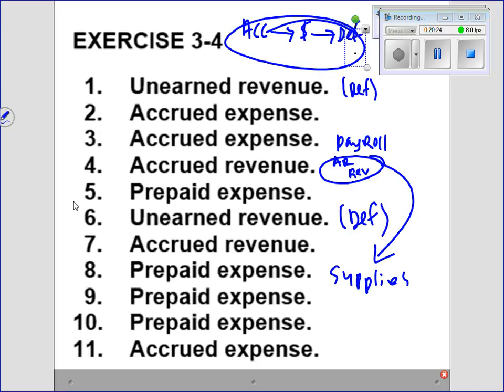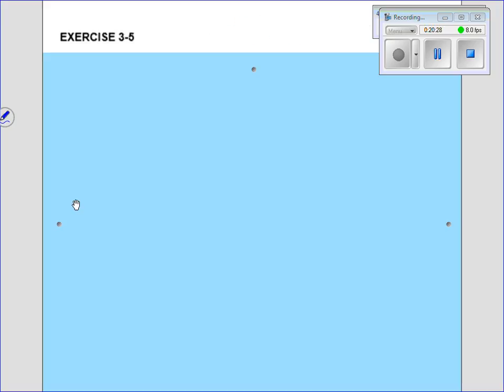Let's do some adjusting entries. There is a page in your book for this. You can find exercise 3.5 in your workbook. And these 7 transactions will be the last thing that we do today.